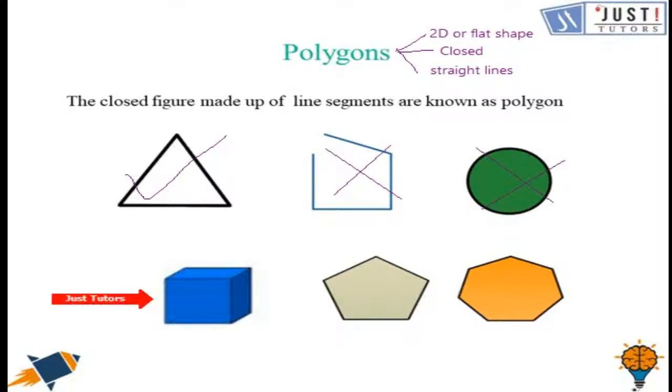Let's talk about the next shape. So it's a closed shape. It has straight lines, but it's not a 2D shape, it's a 3D shape, and that is the reason why it's not a polygon.